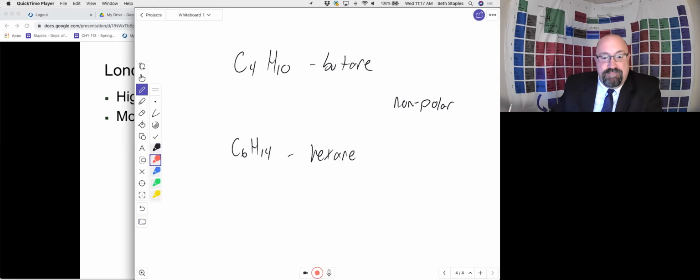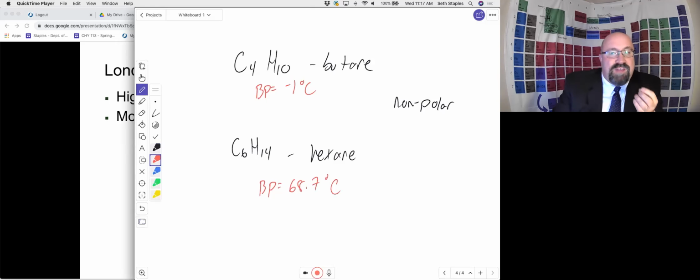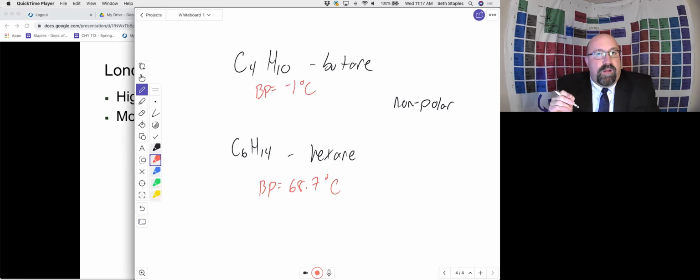The boiling point of butane is roughly -1 degrees C. The boiling point of hexane is roughly 68.7 degrees C. And that occurs because hexane's larger, with more electrons that can contribute to the London dispersion forces. And so there are more forces that would hold hexane together, which makes it harder to separate the molecules, which means we have to give it more energy for these phase changes to occur. And so that results in a higher boiling point.